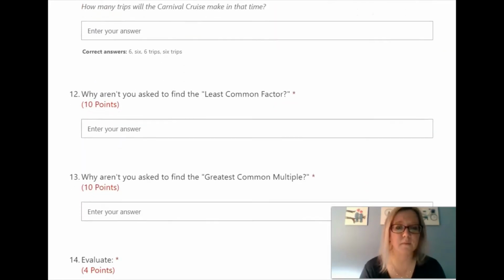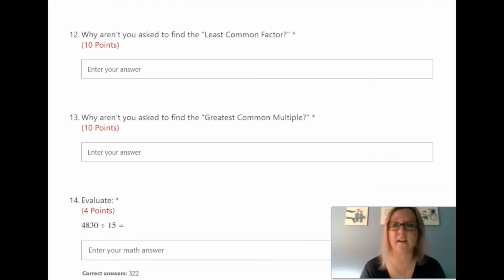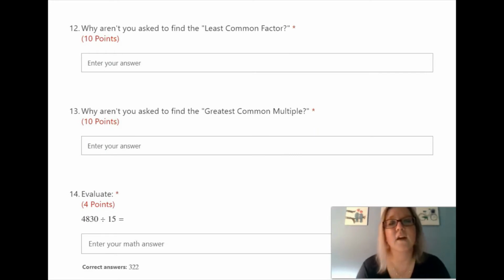All right, the next problems, 12 and 13. I love them because they kind of make you think a bit. So number 12, why aren't you asked to find the least common factor? Well, think about that. 1 is a factor of all numbers, so we don't ask for least common factor because it would always be 1. It's kind of pointless, right? I know somebody answered that there's no such thing as least common factor, but is that really true? No, because again, 1 is a factor of all numbers, so technically it would always be 1.